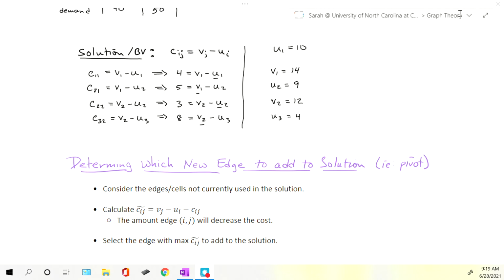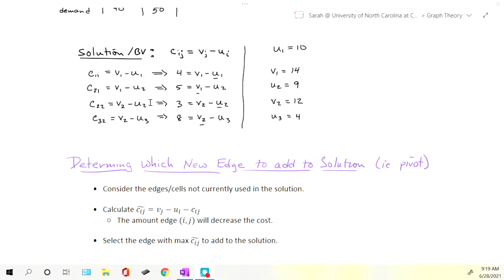So then, of course, the question is, how do these selling prices help us add a new edge into our solution or create a new cell that needs to be a part of the solution? So here's what you do. You first of all look at all of your cells which correspond to your edges that are currently not in the solution. So these are called non-basic variables. They are all the blank cells. Okay. So you calculate the adjusted costs for each of these.